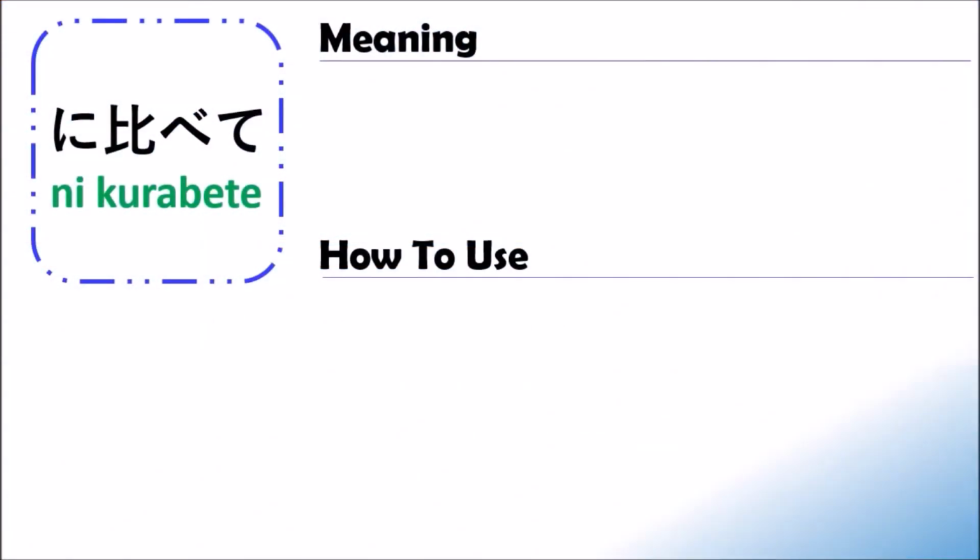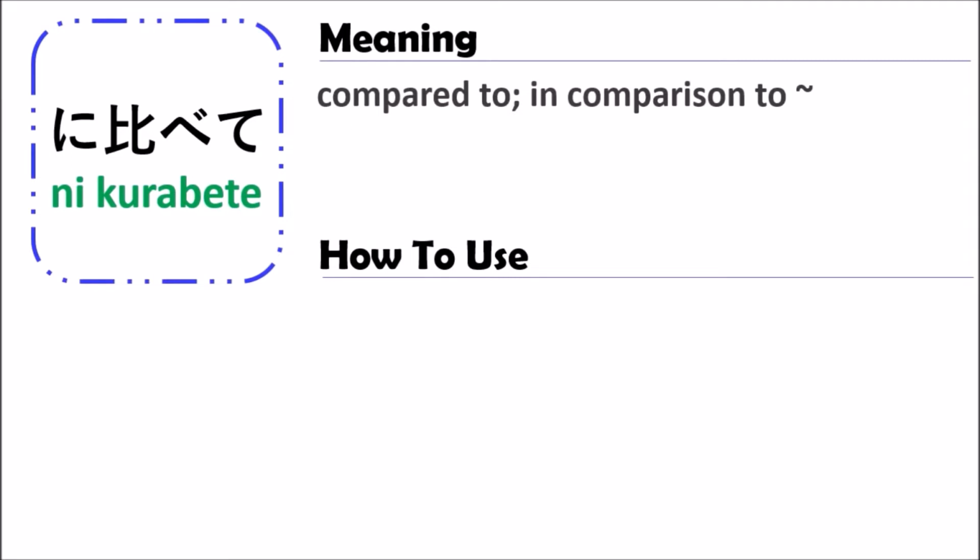Nani nani ni kurabete. The grammar of nani nani ni kurabete has a meaning of "compared to" or "in comparison to" something. That means you want to compare between two things or two people, or whatever you want to compare between two things. You can use nani nani ni kurabete, which means you compare with something.